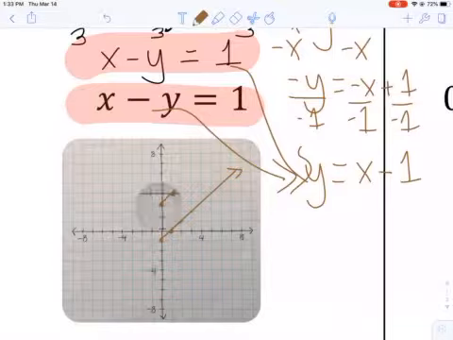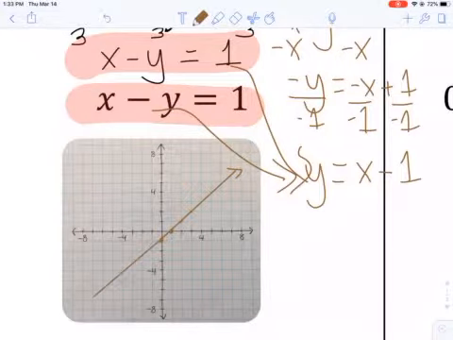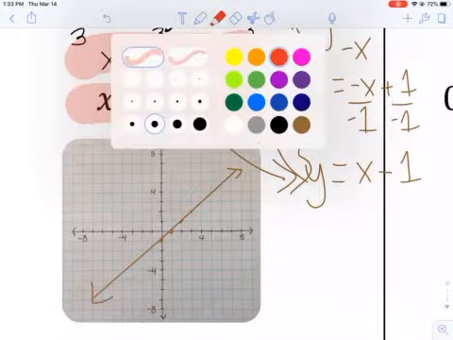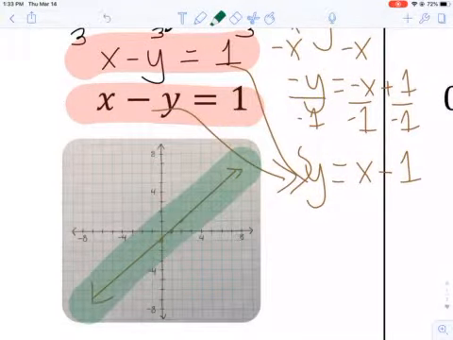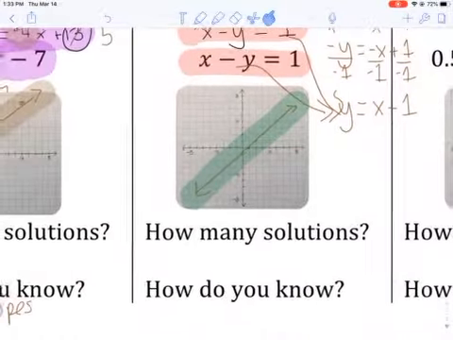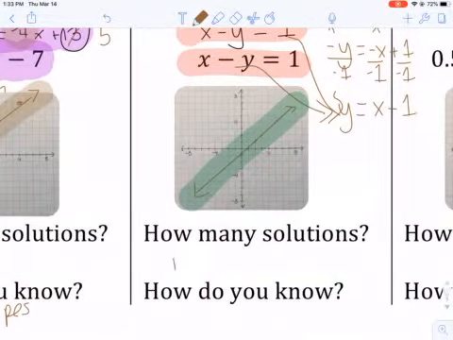All right. So hey, I get the same line here. How many points are on one line? An infinite amount. This line literally goes on forever. So that means this line goes on forever, got an infinite number of possible points. So guess what? How many solutions does this have? Infinite.